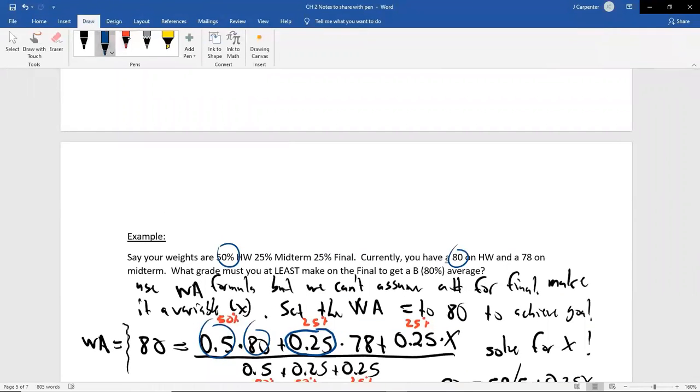All right, so back to where we were. We said the 50% was the homework. The 25% was the midterm, and the midterm grade was the 78, so that's there. But then we're trying to figure out what we need on the final exam, so we are going to include it this time. What do we need on the final? So here's the 25% for the final. We don't know the grade, and that's what we said we had to call it X. Then the bottom is just the sum of the weights, the 50 plus the 25 plus the 25, or 0.5 plus 0.25 plus 0.25. Again, just wanted to do this the different way so you can see it works.